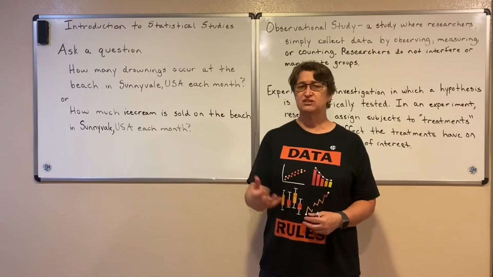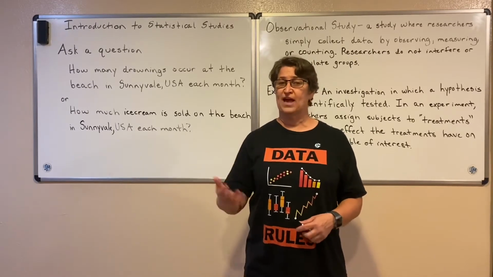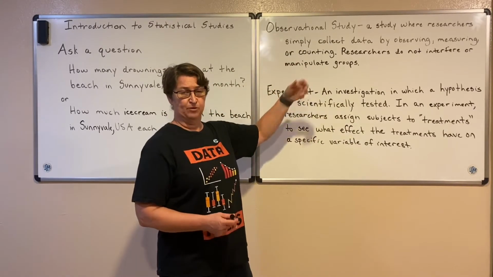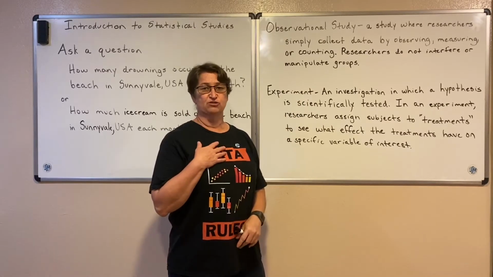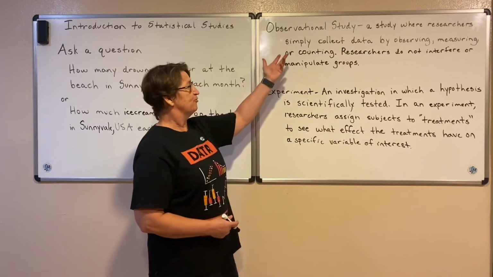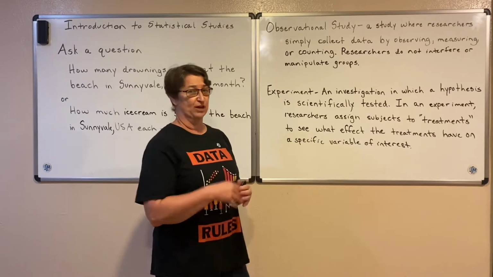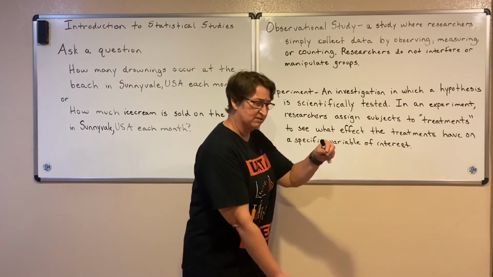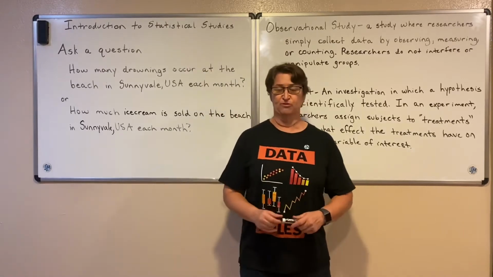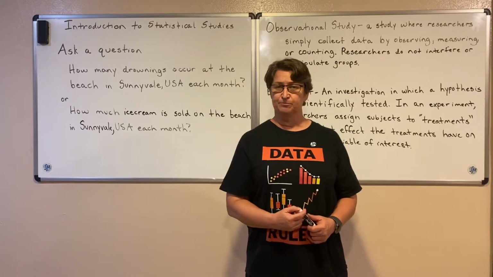When we do that, we're just simply collecting data that already exists. We're just observing that data, measuring or counting that data. Then that is an observational study. No type of manipulation or interference is occurring. I'm just simply observing data. So an observational study is just one where researchers simply collect the data by observing, by watching, maybe by measuring something or counting, but they're not interfering and they're not manipulating any sort of groups. So in both of those cases, we did an observational study to collect that data.